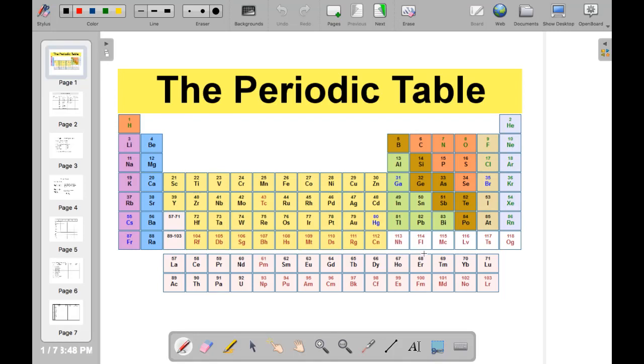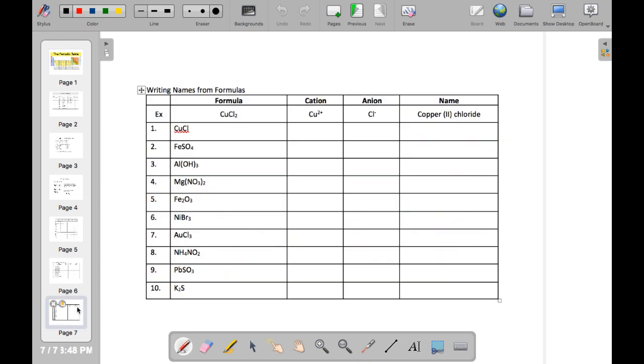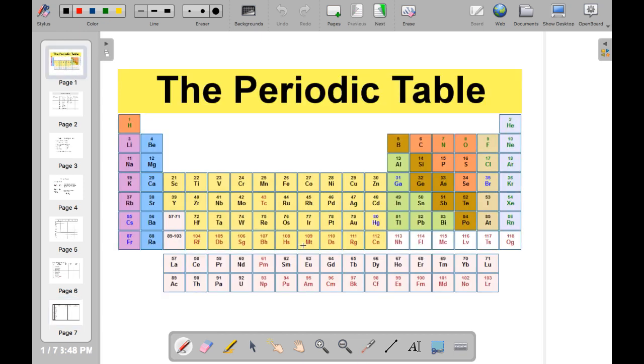Welcome back. Today we're going to practice how to write the name of ionic compounds from the formula. So before we start, let's go back to the periodic table and review a few quick notes.